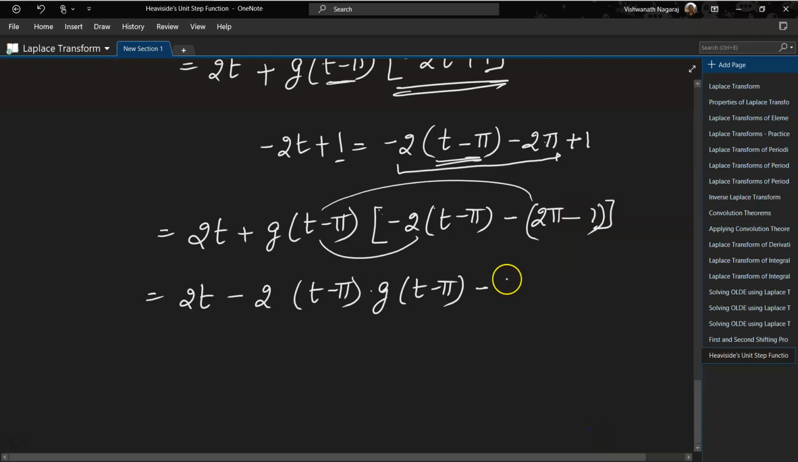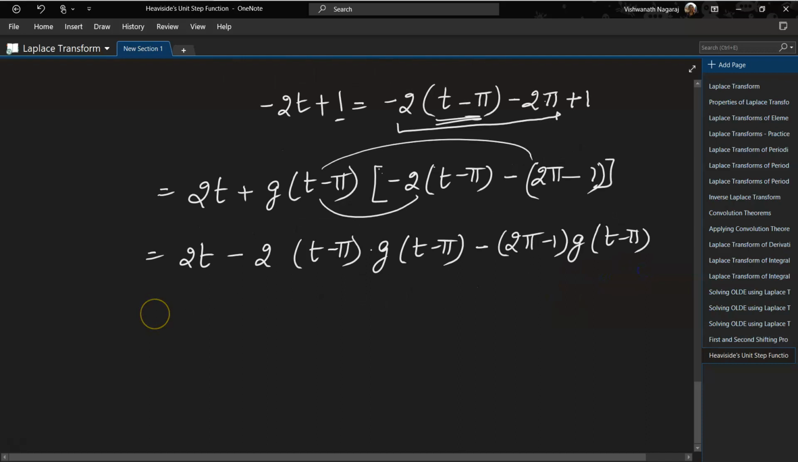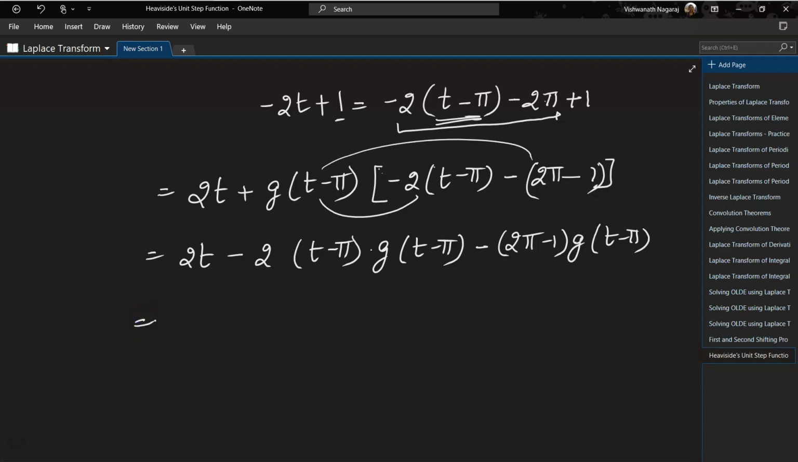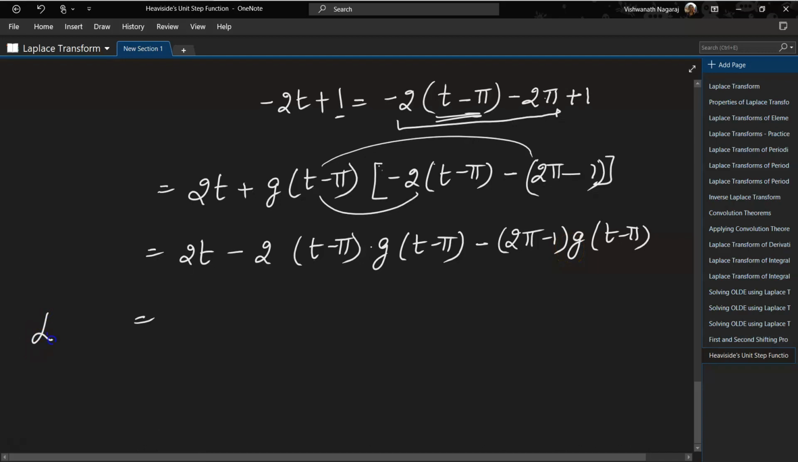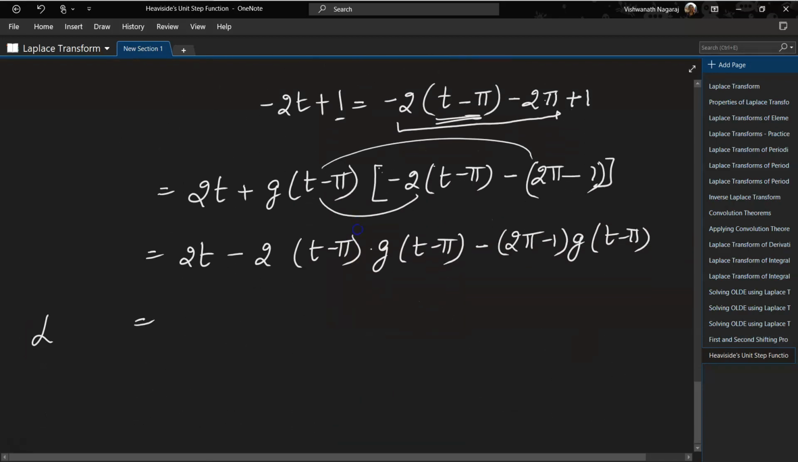So now it becomes easier. We can write (2π − 1) g(t − π). Carefully look at it. Be clear. Now see, have we arrived at a situation where we know the Laplace transform? Now we know the Laplace transform of t. The second shifting property tells us what the Laplace transform is. So, Laplace of f(t).